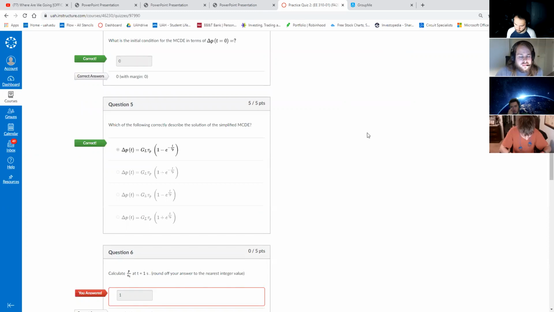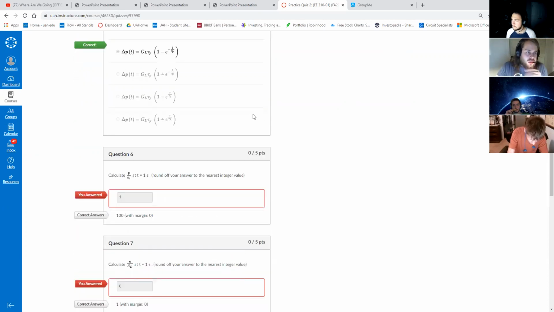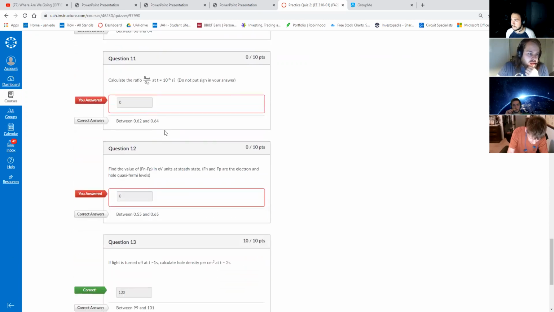So what you can do is you can do 1 minus that number, and then you can multiply that number by GL tau p, which as we know by now is 10 to the 12th. And that gives us some other arbitrary number that has 3.67 in it. And then you go down here, back to the question.